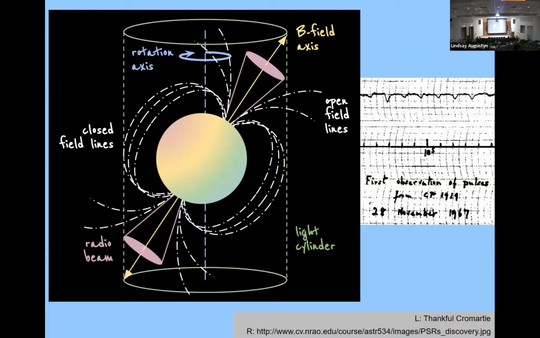On the side here is a strip chart reading of the first discovery of a pulsar by the then graduate student Jocelyn Bell Burnell. And you can see that there are these little pulses that she first discovered a little over 50 years ago.